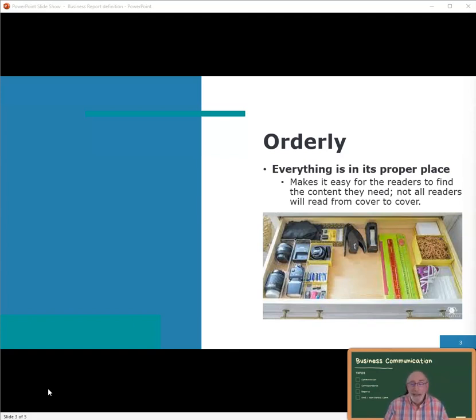In long reports, we have a table of contents with headings and subheadings keyed to specific page numbers. Look at the table of contents in any book you have. That shows the reader how the book or report is organized, and it helps the readers to find the content they need. Short reports must also be orderly. The shorter it is, though, the less we need a contents page, but we still have headings and page numbers.